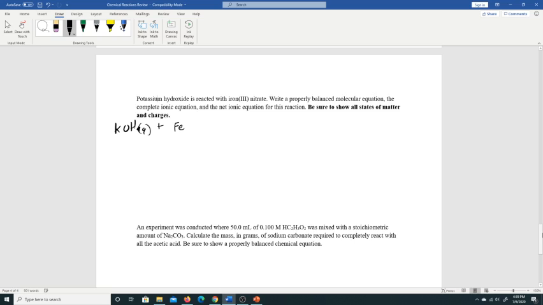So Fe(NO3)3, because nitrate is -1. Iron is +3, so we need 3 nitrates. Again, aqueous, AQ. Arrow. K is going to combine with NO3, KNO3, plus Fe with OH. Iron is still positive 3 charge. Hydroxide is always -1 charge. Therefore, Fe(OH)3.